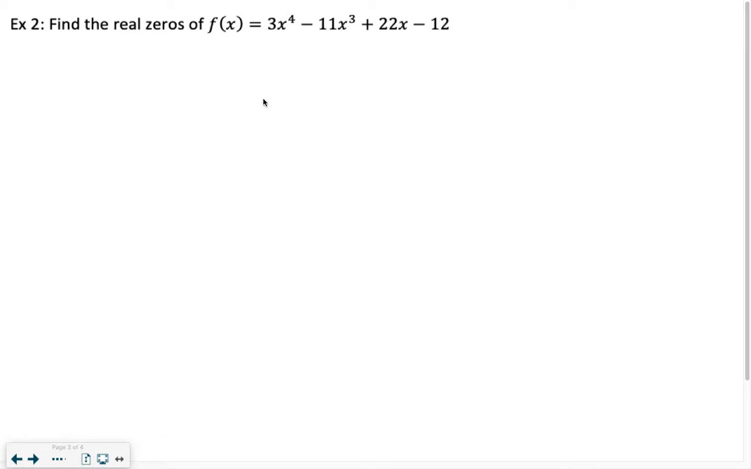Okay, so again, let's start by using Descartes' rule of signs. First, take a look at, this is a 4th degree polynomial. That means that we will have at most 4 real roots, okay? Now let's use Descartes' rule of signs. So the first term is positive, then negative, then positive, then negative. I can see I have 1, 2, 3 variations in sign. That means that I have either 3 or 1 positive roots.